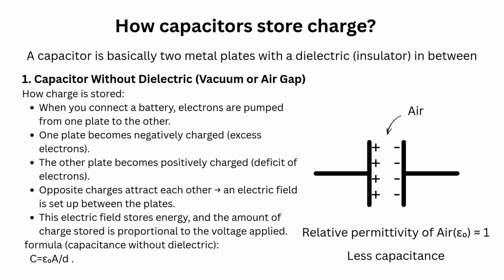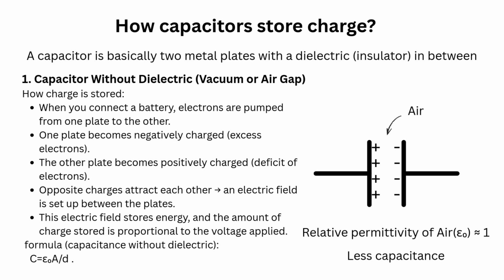How capacitors store charge. Let's see how a capacitor stores charge without a dielectric. Here two parallel metal plates are separated by empty space or air. When you connect a battery, electrons are pumped from one plate to the other. One plate becomes negatively charged and the other becomes positively charged. Opposite charges attract each other and an electric field is set up between the plates. This electric field stores energy, and the amount of charge stored is proportional to the voltage applied.